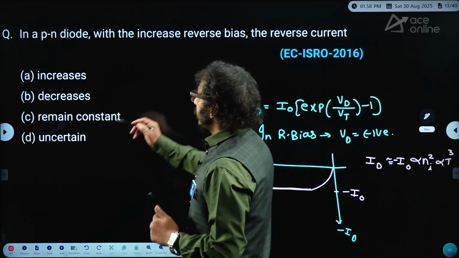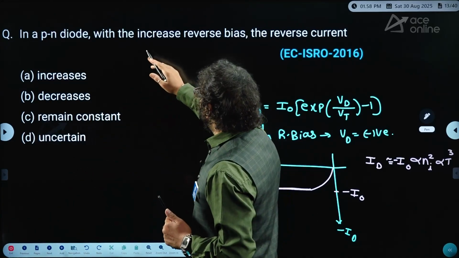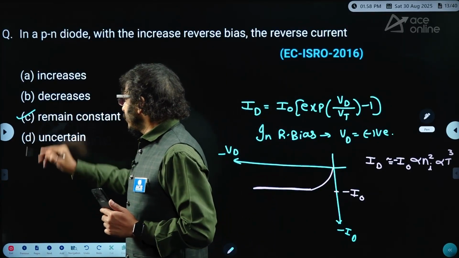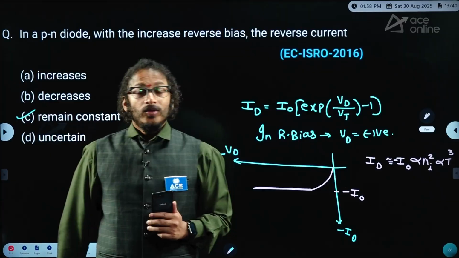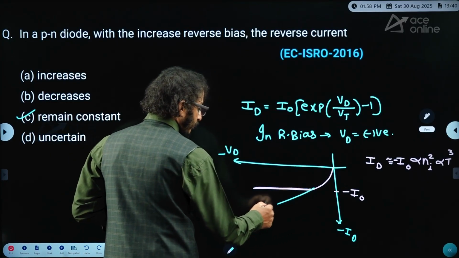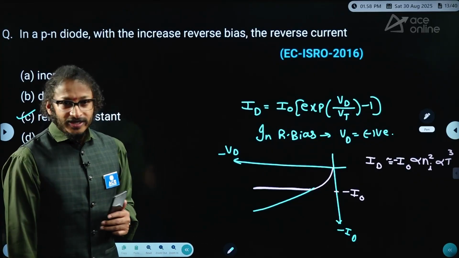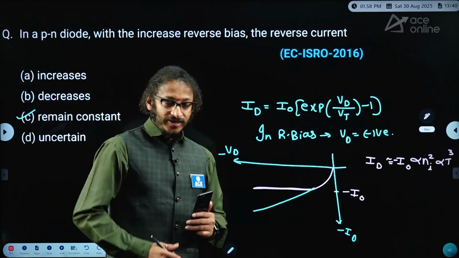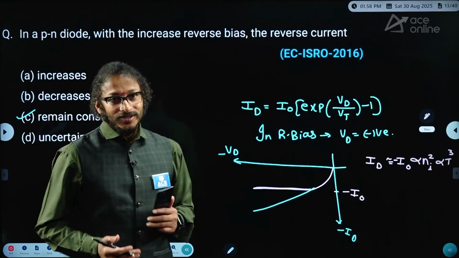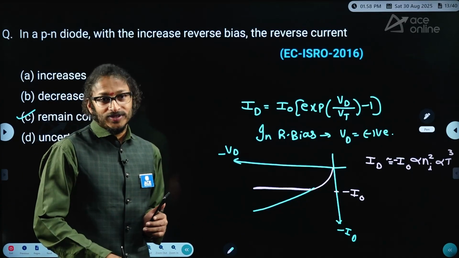Okay, so now have a look carefully. In a PN diode, no condition is given. In a PN diode, with the increase in the reverse bias, the reverse current simply remains constant. Whereas if it is a practical diode, the graph will be in this way. But commonly in public sector undertakings, if no condition is specified, we eliminate traps, because this is the graph. I hope you remember. This is the graph we get due to traps.